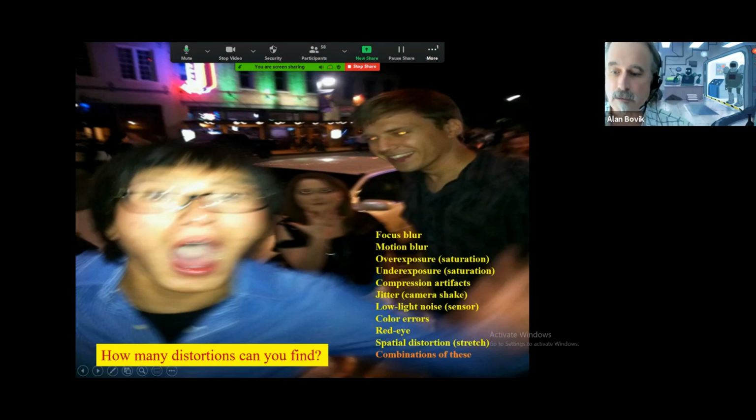Different kinds of blur, over and underexposure, compression artifacts, jitter. You can look at the jittery eyes and so on, color errors, a lot of different things. And more importantly, combinations of all these, where pixels or regions are afflicted by multiple of these all at once.